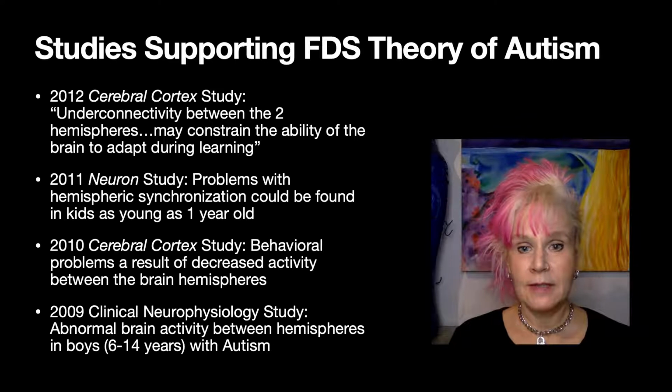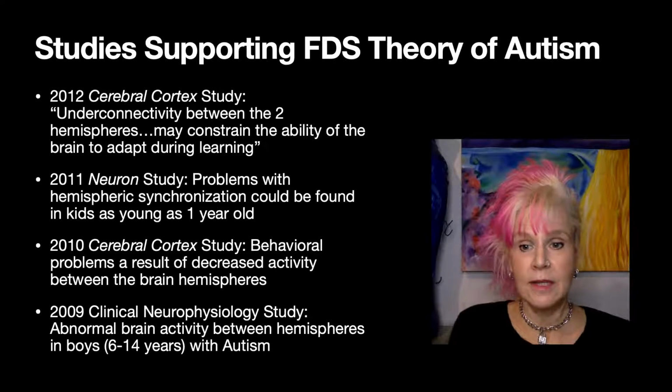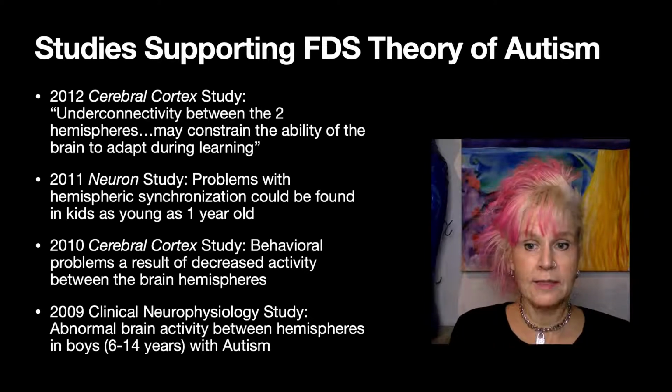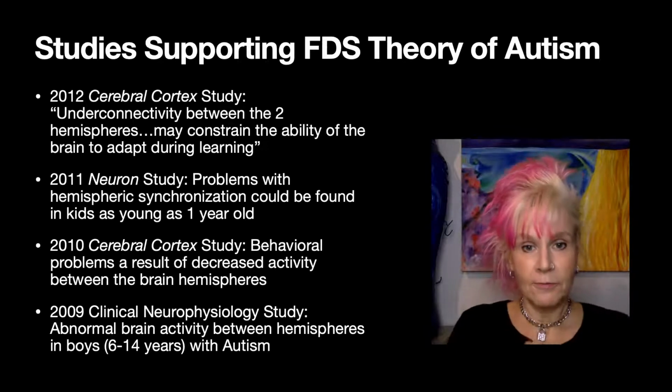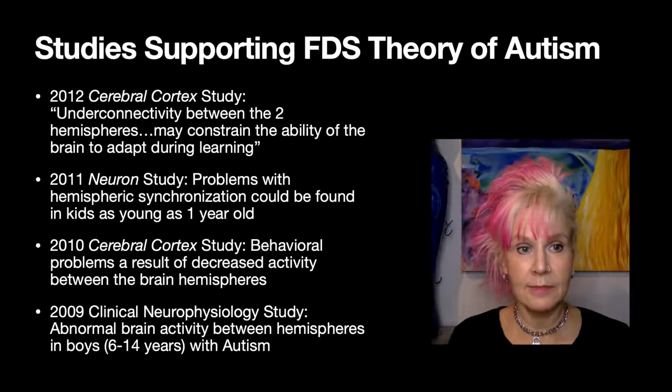A 2011 Neuron journal study was a large study of toddlers with autism. And they saw that they had problems with hemispheric synchronization, and that they could detect this in kids as young as 1 year old. They also found a specific window of time in which the brain gets out of sync that defines what you're going to see as the symptoms in a child with autism. And that is key. Keep that in mind as we move on with this, because I'm going to get back to that.